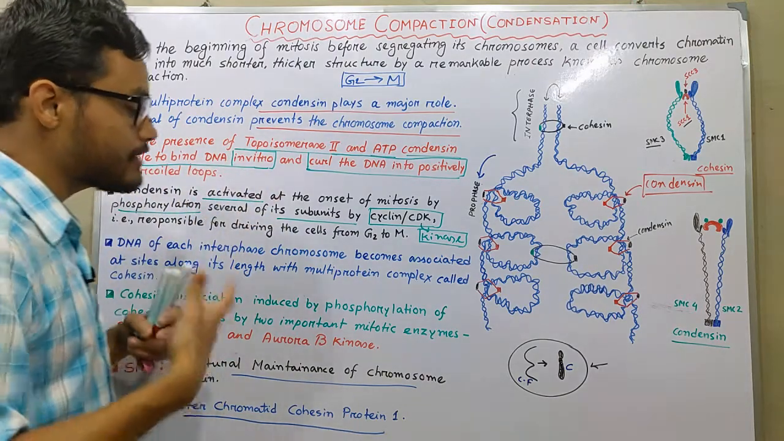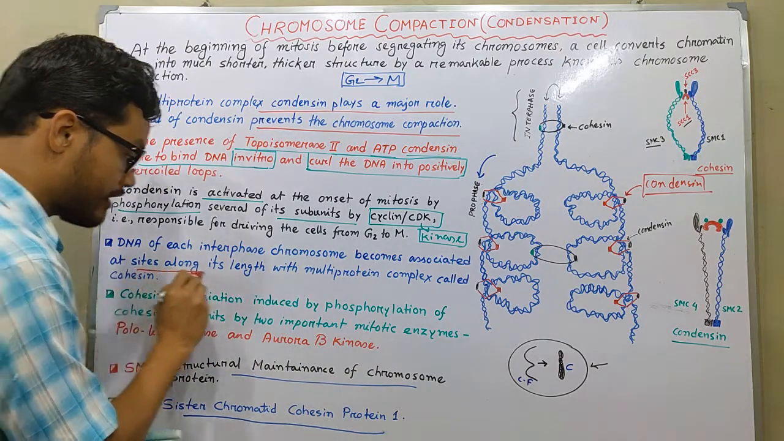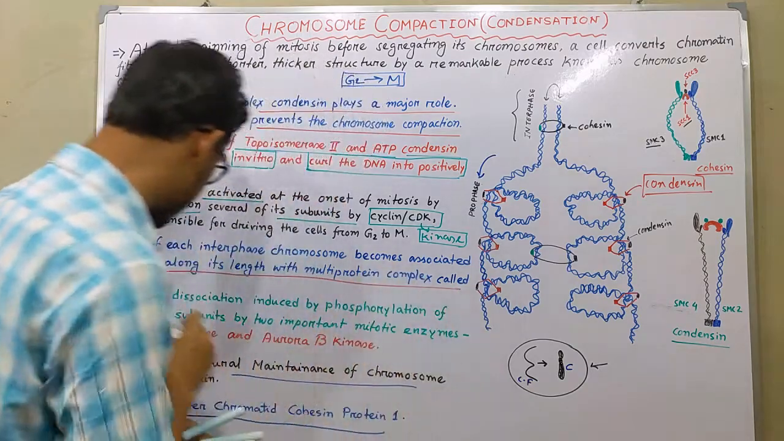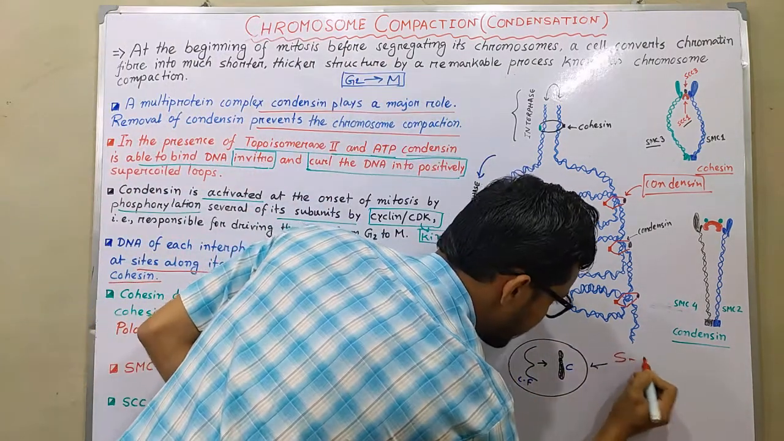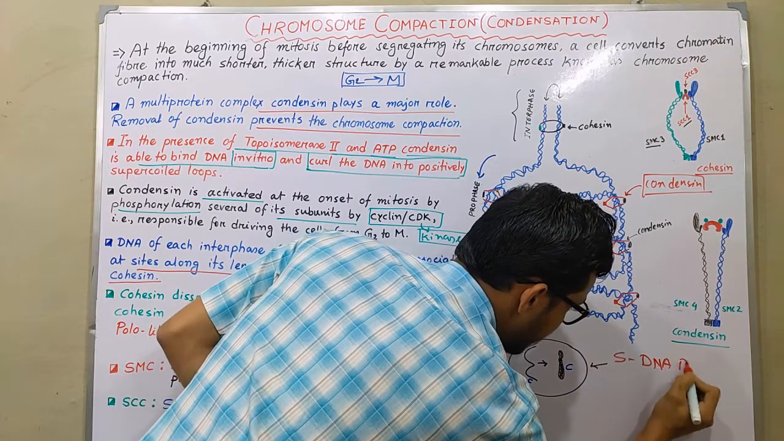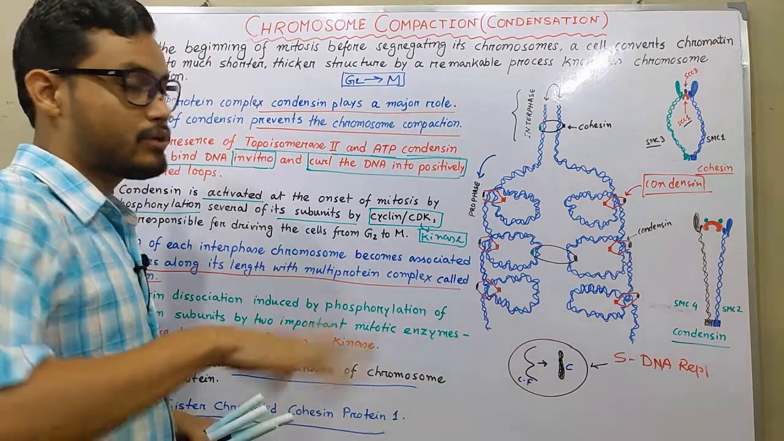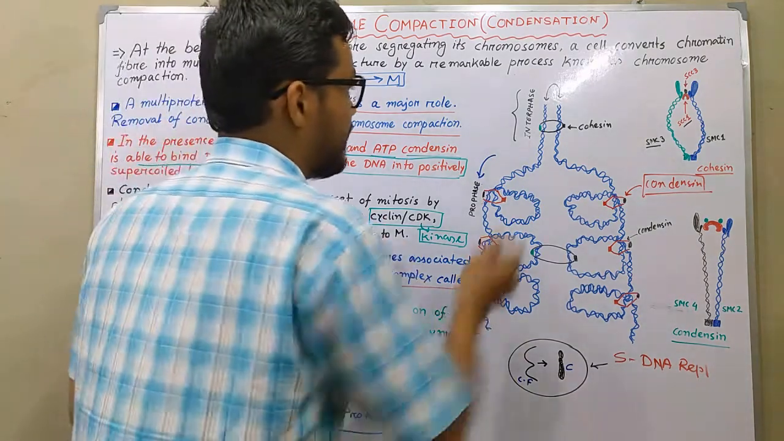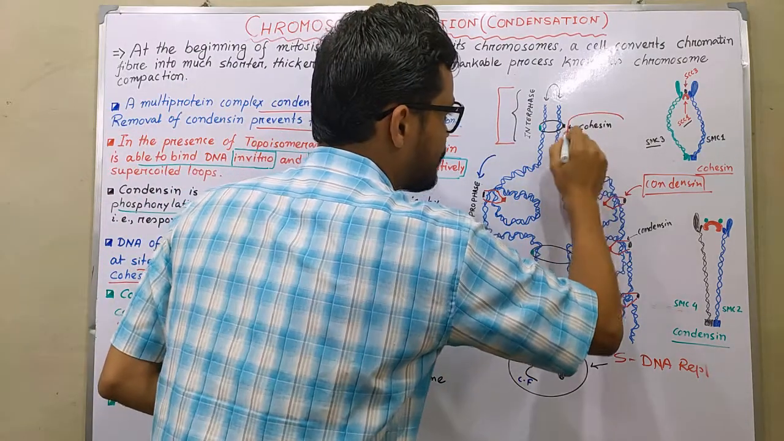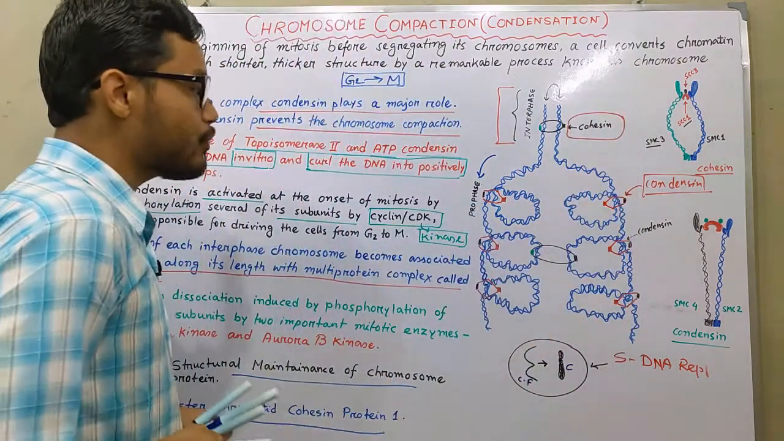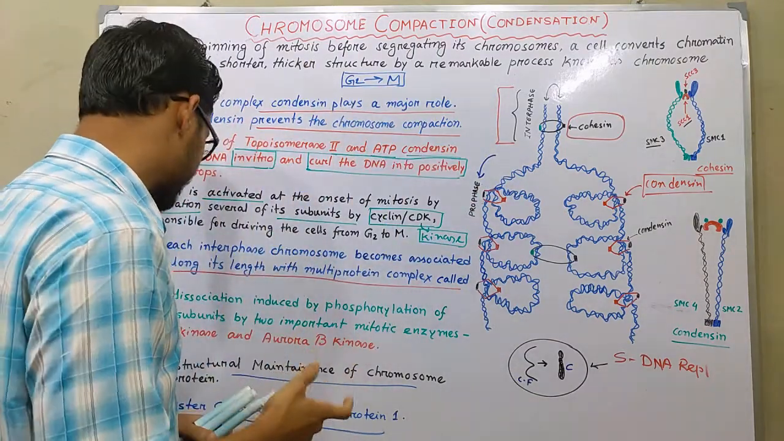DNA of each interphase chromosome becomes associated at sites along its length with a multiprotein complex called cohesin. So in the S phase, DNA replication takes place. Okay, so in this phase DNA is made into its own copy, and those interphase stages help the cohesin proteins to activate, and those cohesin proteins ultimately hold two sister chromatids together.